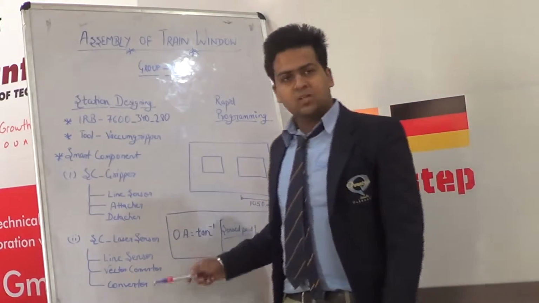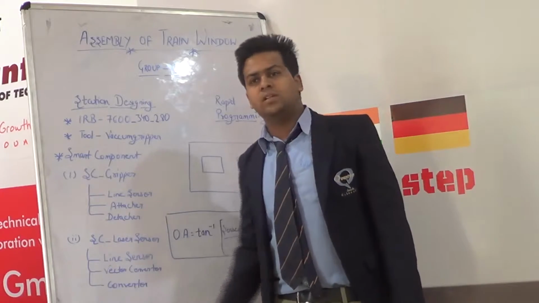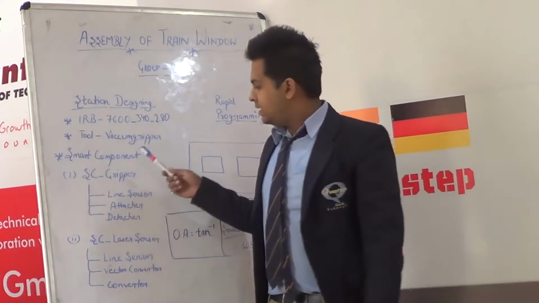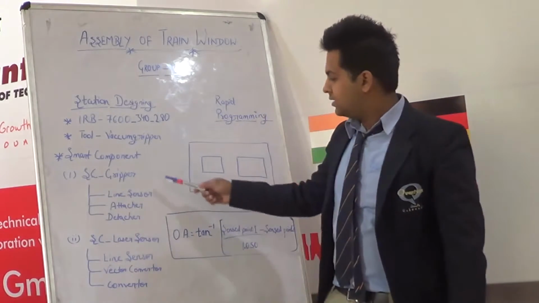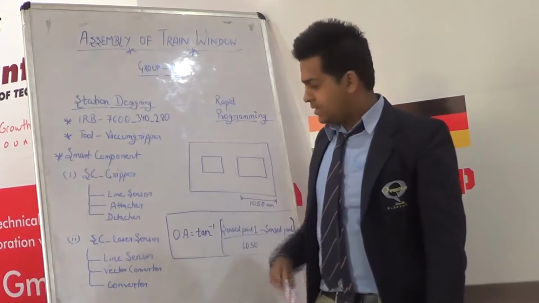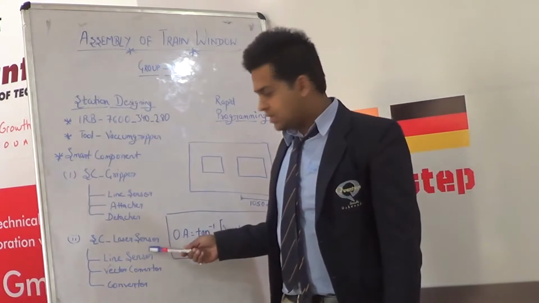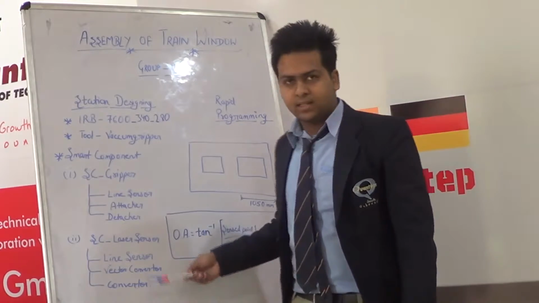In both the smart components, we have taken three subdivided components in order to make them work. In the gripper, they are the line sensor, attacher and detacher, and similarly in the laser sensor, it is laser sensor, vector converter, and the converter.